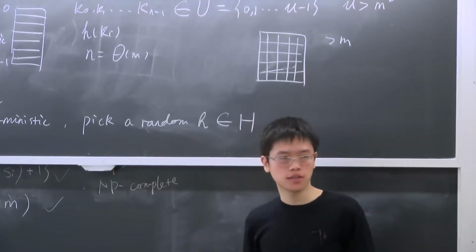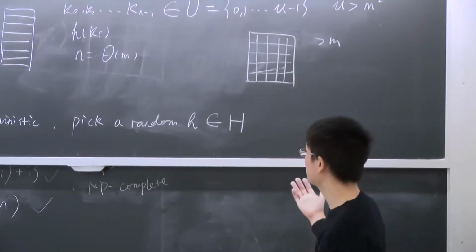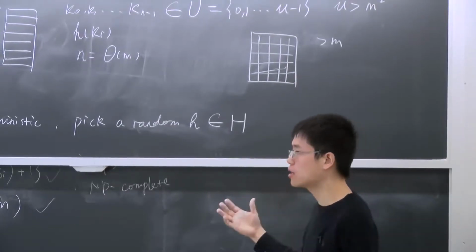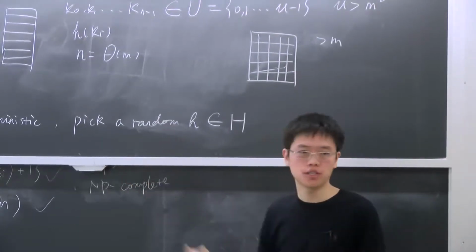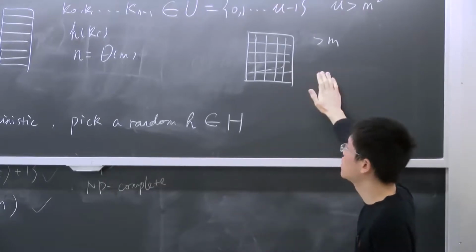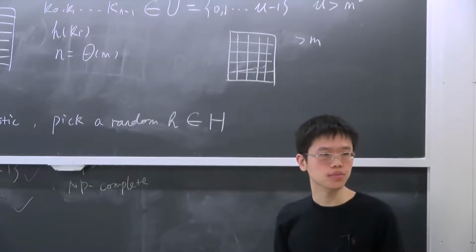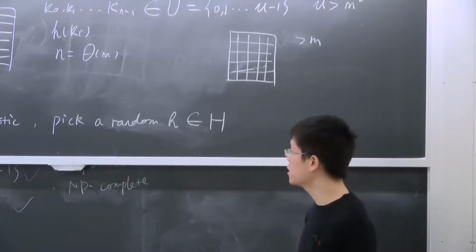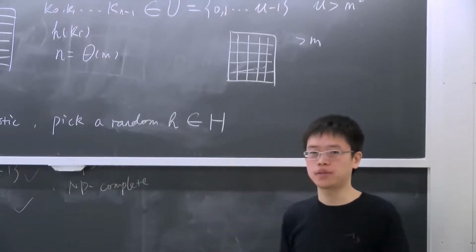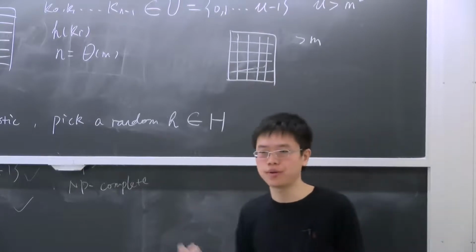So in some sense, this is cheating. Why? Because all I'm saying is I will not choose a hash function beforehand. I will wait for the user to insert inputs. If I have too many collisions, I'll choose another one.